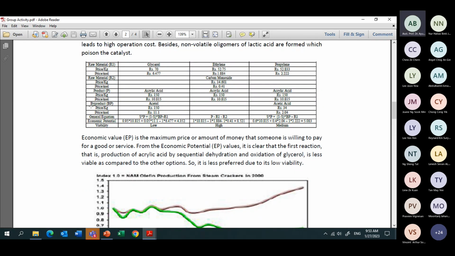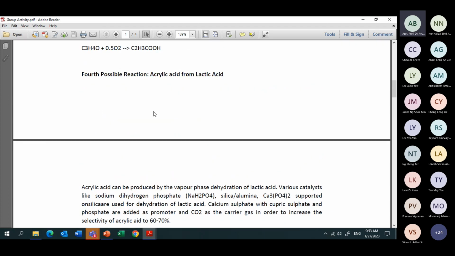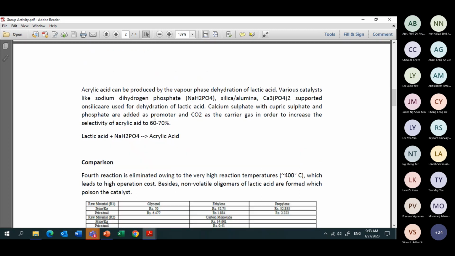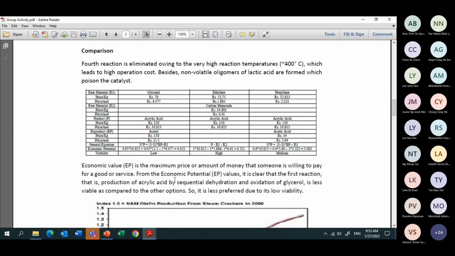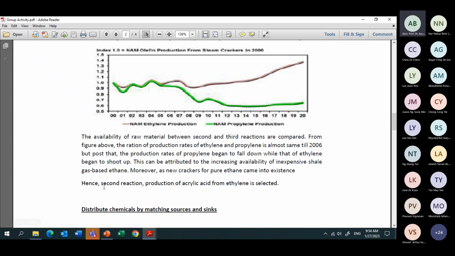Okay, so here you compare among the four reactions and conclude which one you take, which reaction you proceed with. The production of acrylic acid from ethylene is selected.